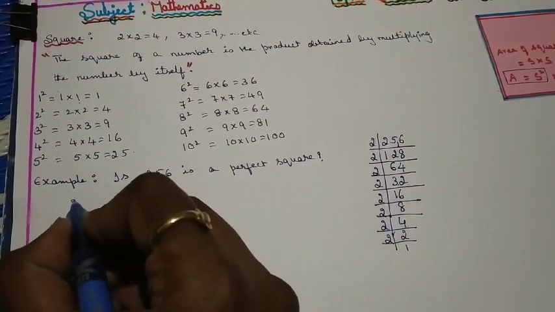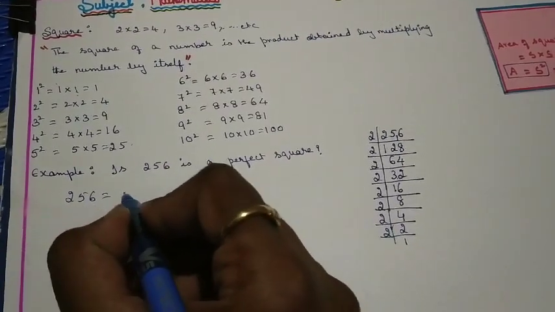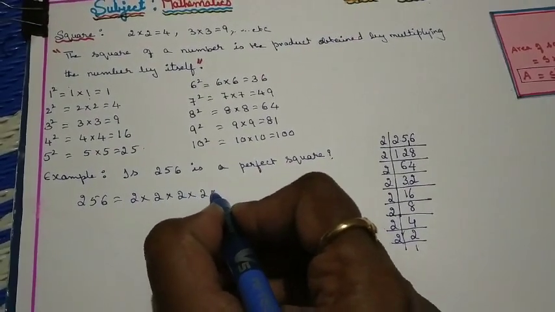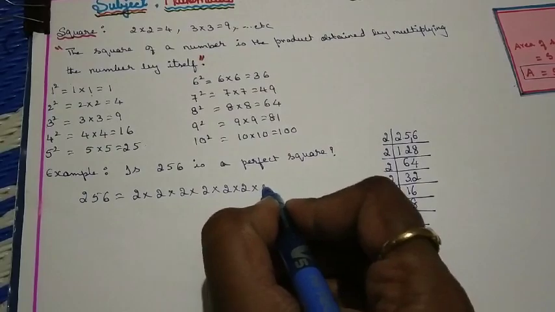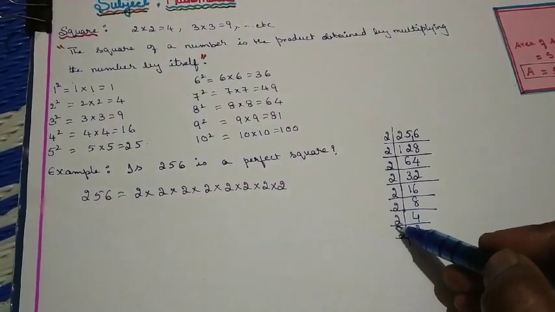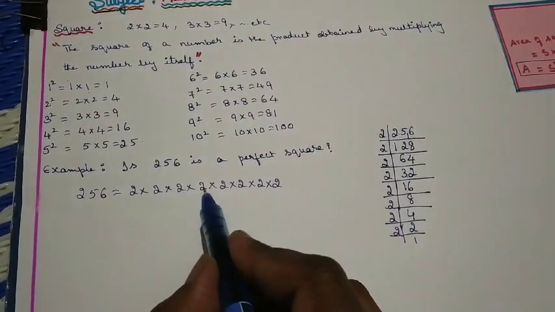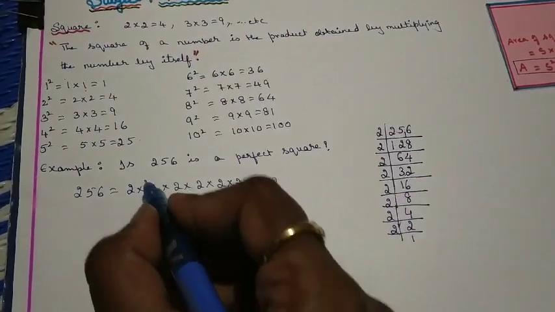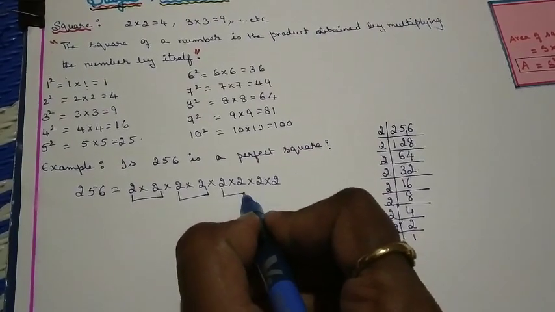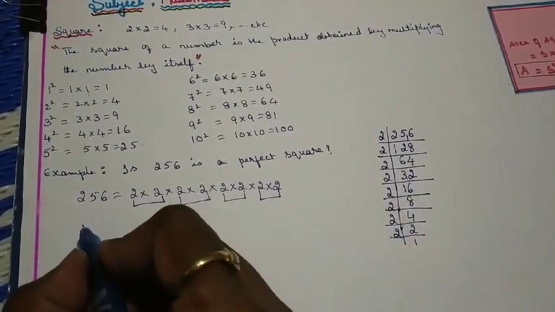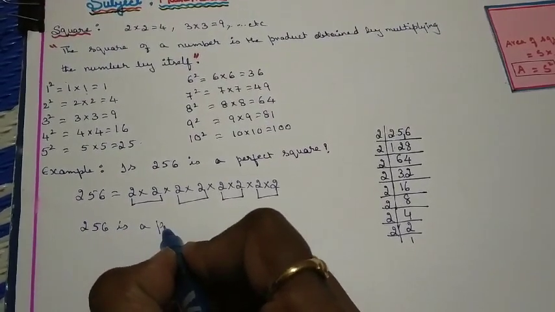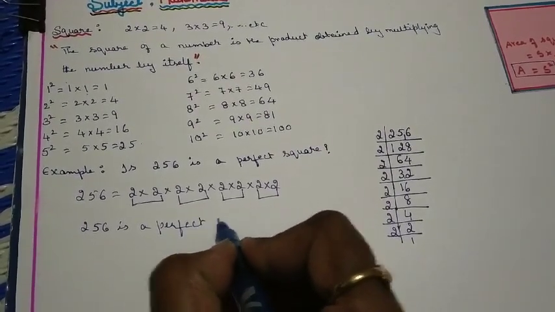So here 256 can be written as 2 into 2 into 2 into 2 into 2 into 2 into 2 into 2. That is 1, 2, 3, 4, 5, 6, 7, 8 times. Then you have to check whether they are in pairs or not. Yes, each factor is in a pair. Therefore, I can say 256 is a perfect square.